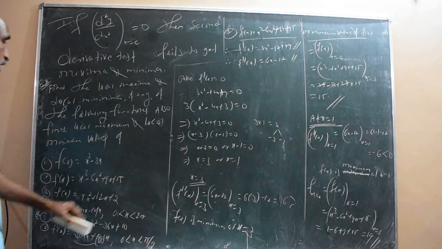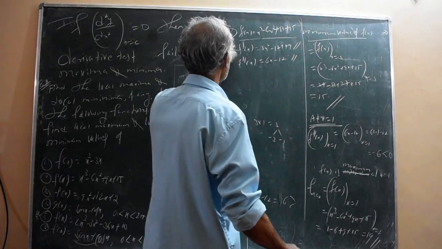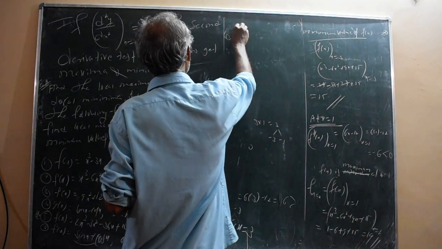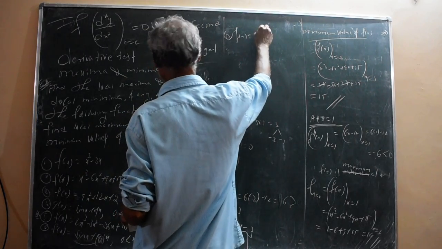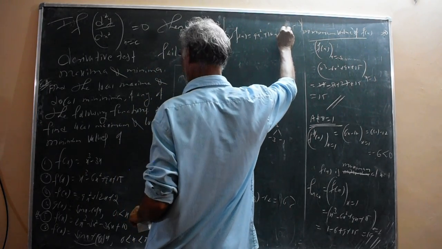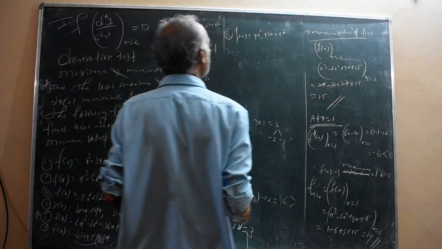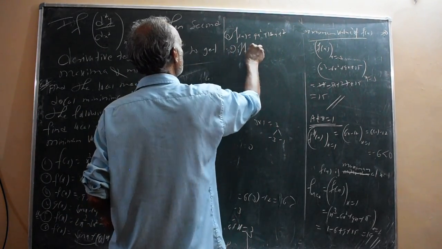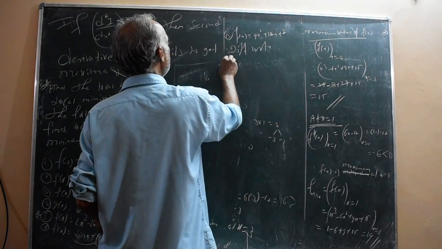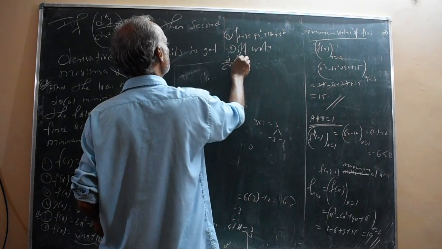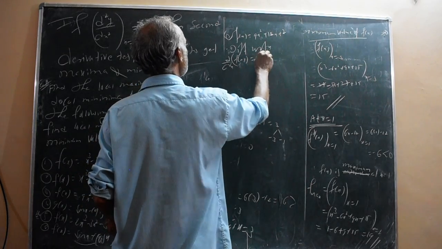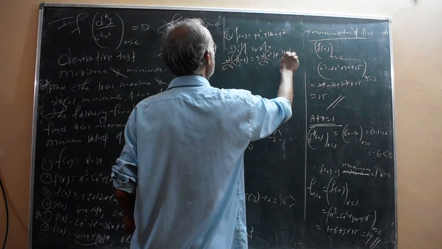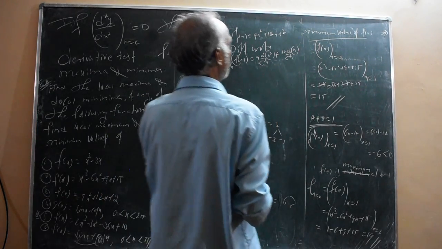Third one. f of x is equal to 9x squared plus 12x plus 2. Differentiating with respect to x: d by dx of f of x is equal to 9 outside d by dx of x squared plus 12 outside d by dx of x plus d by dx of 2.